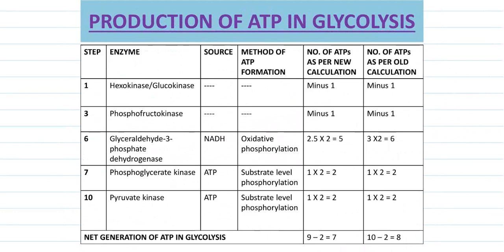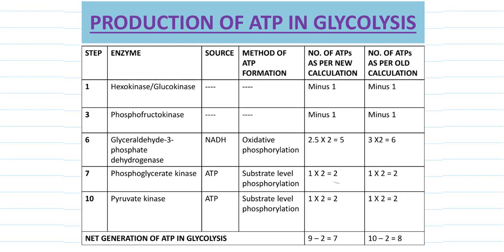Another is phosphoglycerate kinase, involved in step 7 of glycolysis. Okay, so in step 7 of glycolysis, the phosphoglycerate kinase enzyme is involved, so it produces ATP. It produces around 2 ATP, no matter old or new calculation. So the next example of substrate level phosphorylation is from step 10 of glycolysis, that is pyruvate kinase. Okay, so it will also produce 2 ATP.